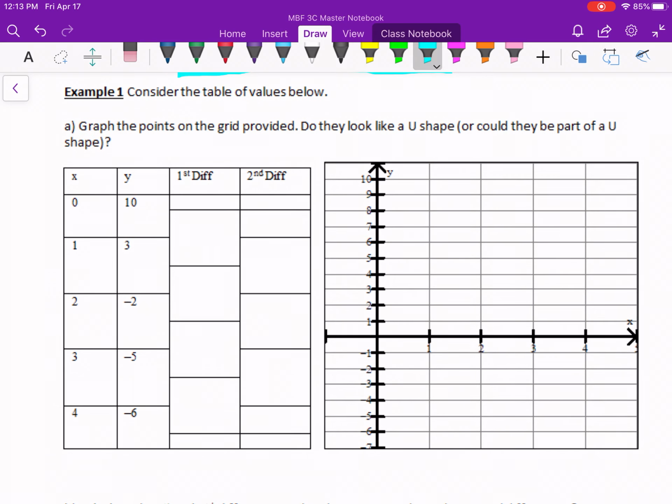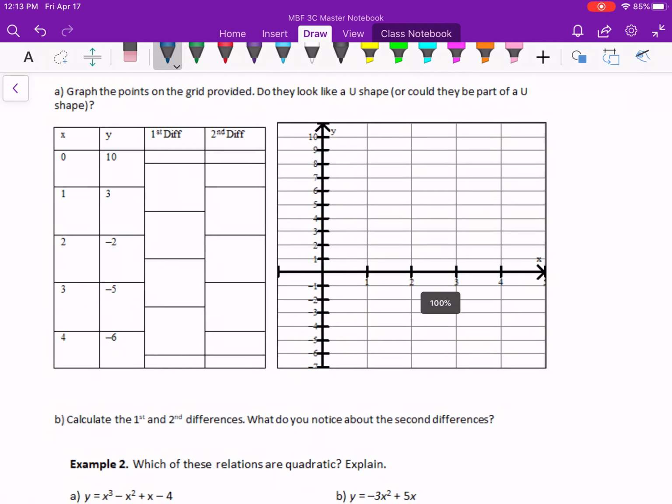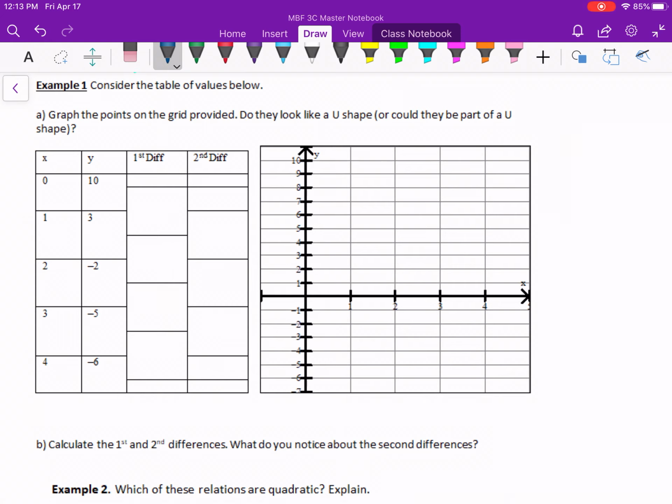So let's run through a couple of examples. Consider the table of values below. Graph the points on the grid. Do they look like a U shape, or could they be part of a U shape? Okay, so first we're going to graph the ordered pairs. We'll start with 0, 10. That's up here. Then we'll go to 1, 3. That's right there. And then we've got 2, negative 2 down here. And then I won't highlight anymore, but 3, negative 5, and then 4, negative 6.